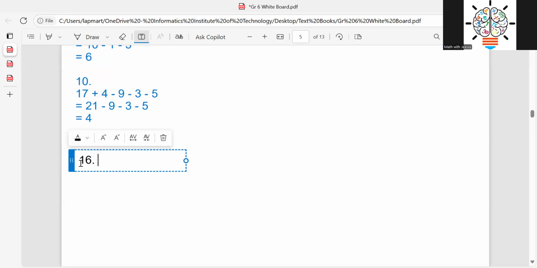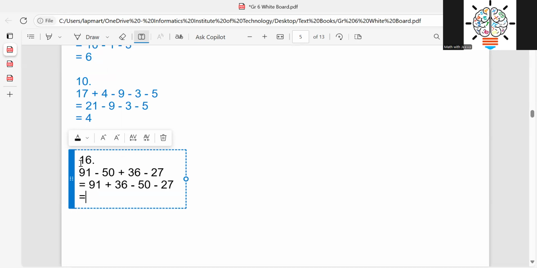Question number 16, we write that we have 91 minus 50 plus 36 minus 27. So as we did, we want to write the plus signs together, right? So then it's easier for us to do the addition and the subtraction. Here you can see when you add 91 and 36, it gives me 127, right? 127. From that, you deduct 50 and you deduct 27.